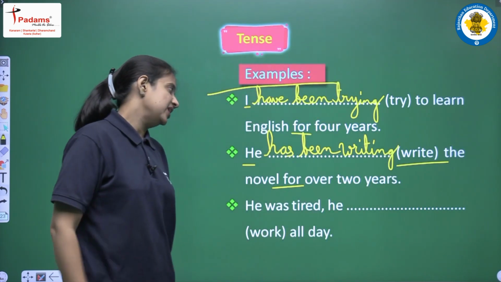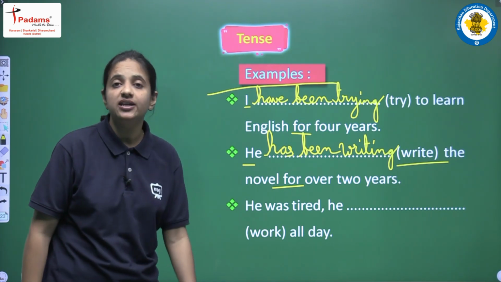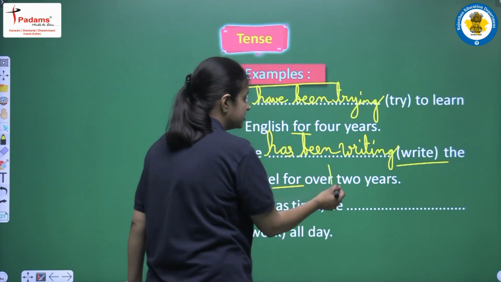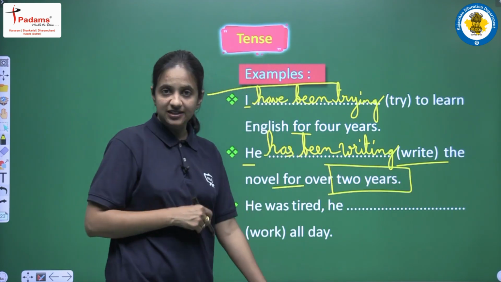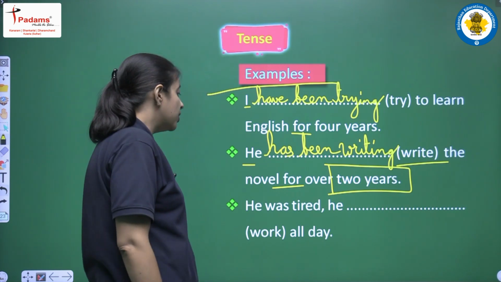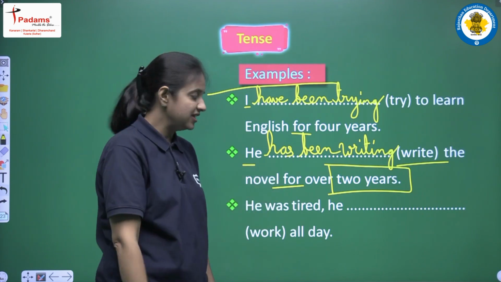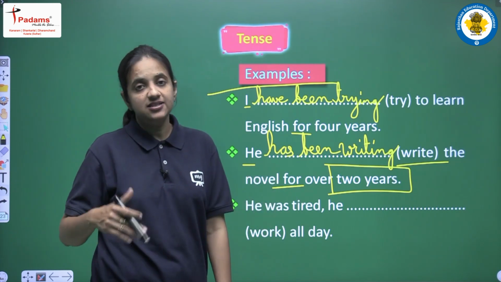And the sentence will be he has been writing the novel for over 2 years. Again, 2 years is a period of time. Clear? Next we are having he was tired, he worked all day. Okay, so here again it's a positive sentence, and we are having he is a singular subject.